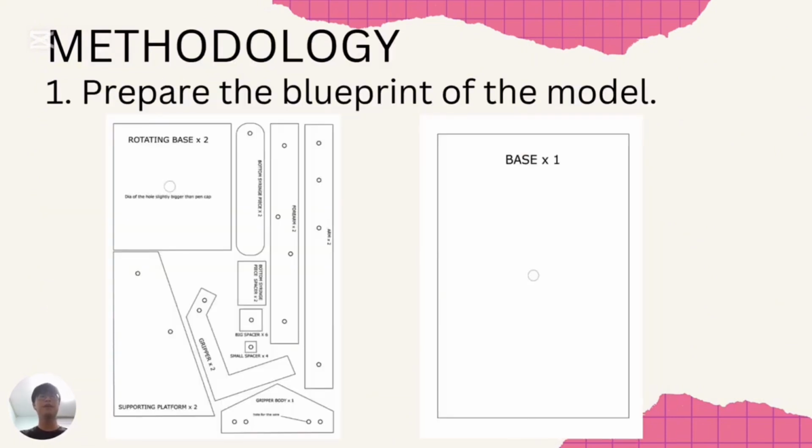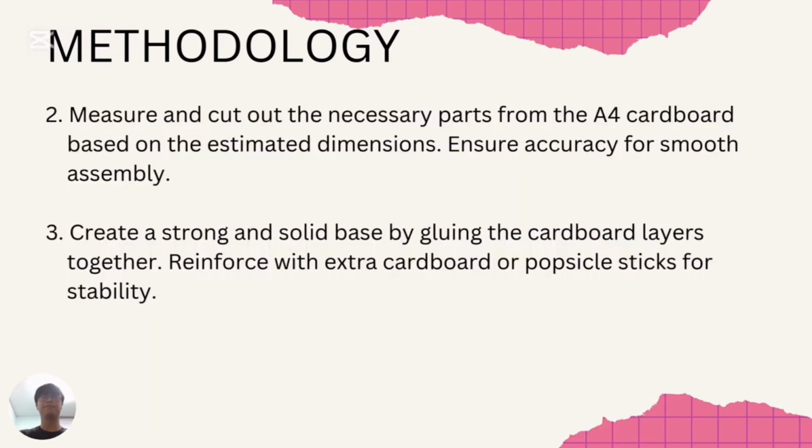For the methodology part, first we prepare the blueprint of the model as shown in the diagram. The second step is to measure and cut out the necessary parts from the A4 cardboard based on the estimated dimensions. Then we should ensure the accuracy for the smooth assembly of the model. Then we should create a strong and solid base by gluing the cardboard layers together. Reinforce with extra cardboard or popsicle sticks for stability.